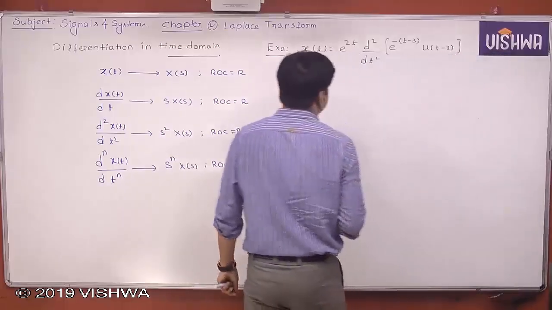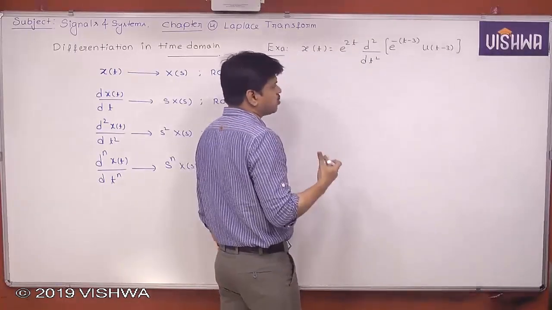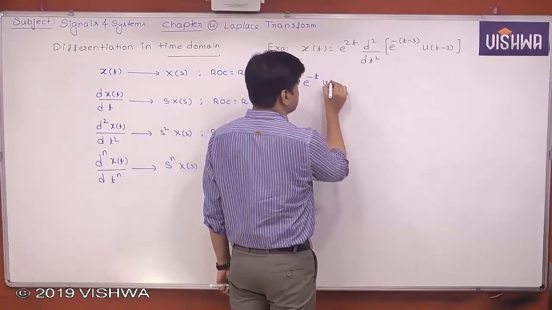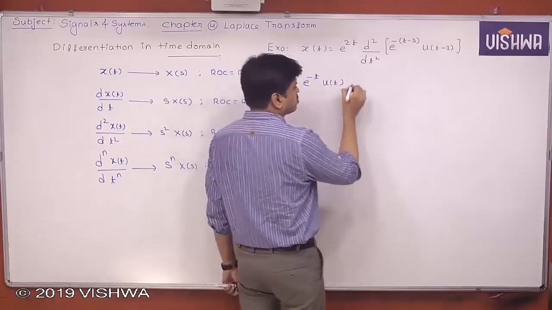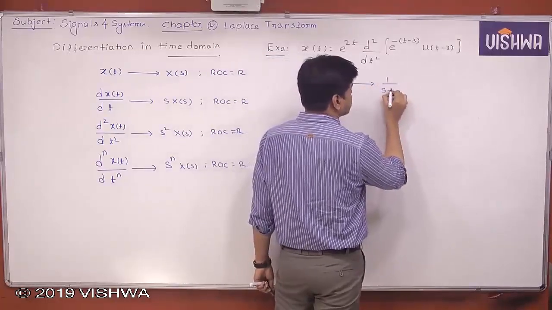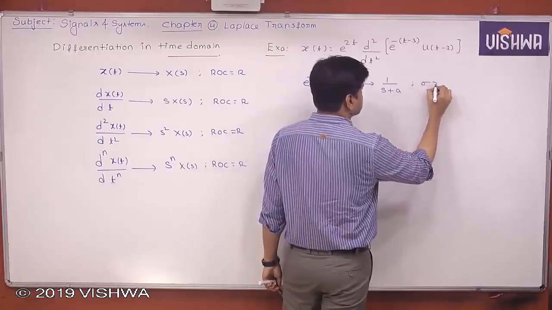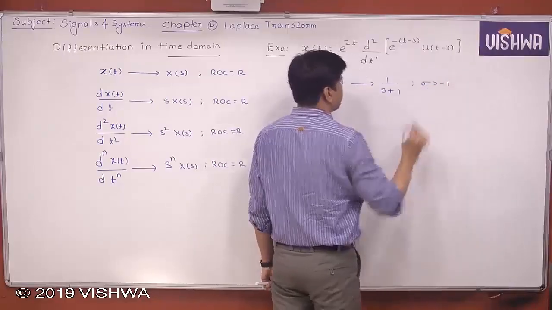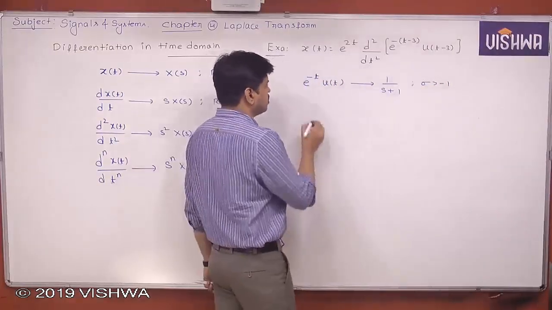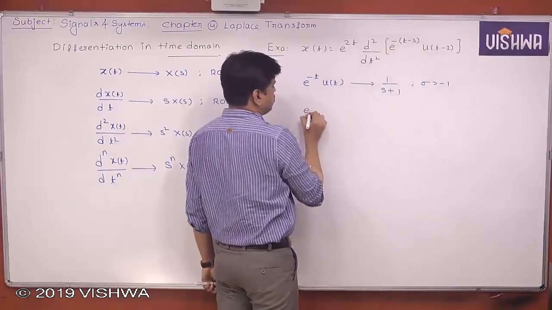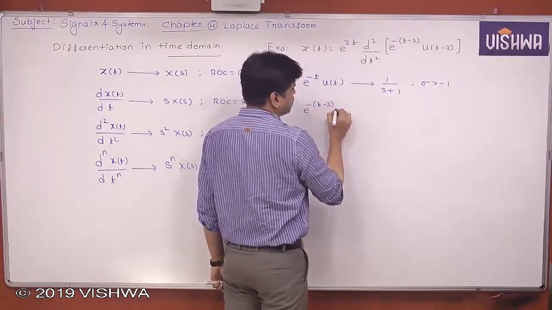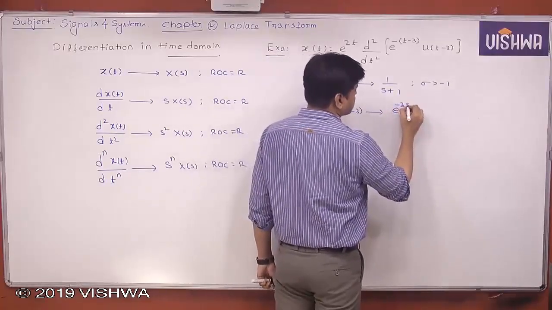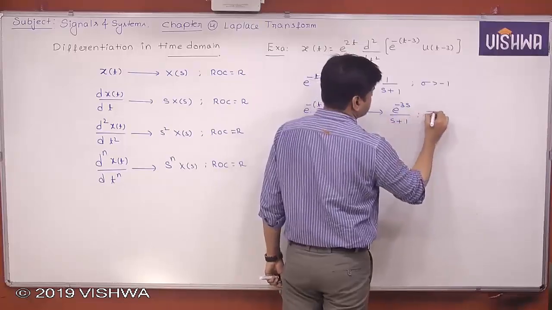Okay, listen. First, we have to start from what we know. Let's say e power minus t u of t. Start from this point. We know this one. What is that? 1 by s plus 1, sigma greater than minus 1. Now, time shifting we are applying. So, e power minus t minus 3 u of t minus 3. Then we have to multiply with e power minus 3s, 1 by s plus 1. Still, ROC does not change.